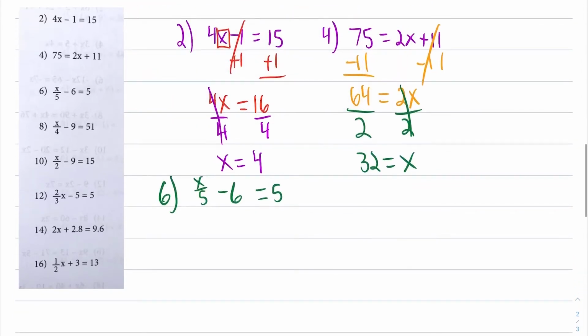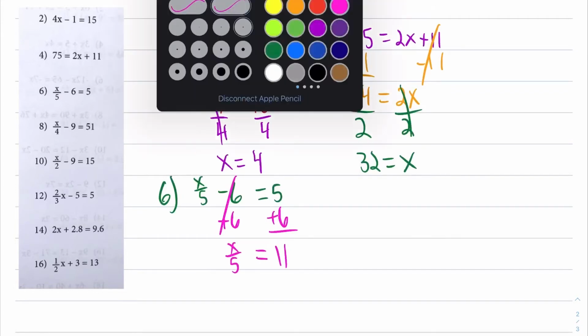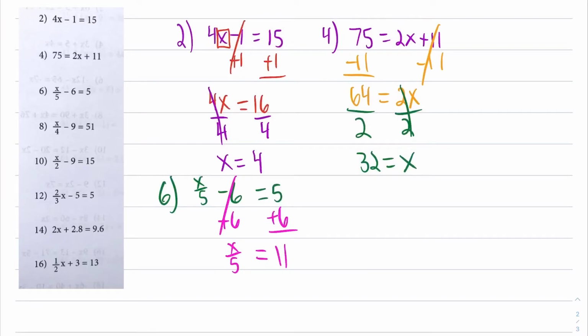x over 5 minus 6, so we're going to add 6 to make that go away. 5 plus 6 is 11, equals x over 5. That 5 is dividing x. To stop division, you multiply on both sides. That leaves us with x equals 55. 8.